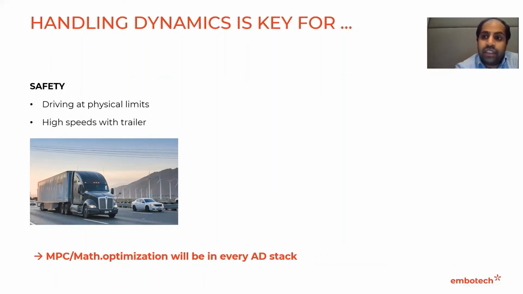The first one is safety. You need to be capable of driving the vehicle at the physical limits, and you always want to have a stable behavior so that you are safe. This is even more complicated in a setting like the one you see here in the picture, where we have a truck driving at high speeds with a trailer, and then the vehicle dynamics gets even more complicated.